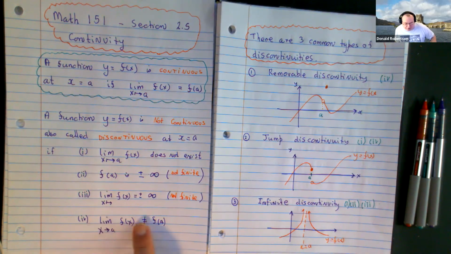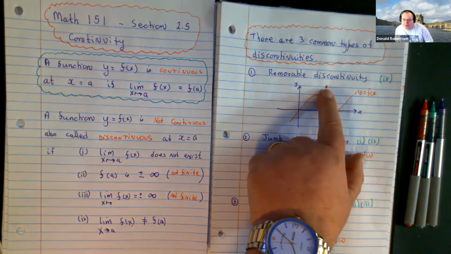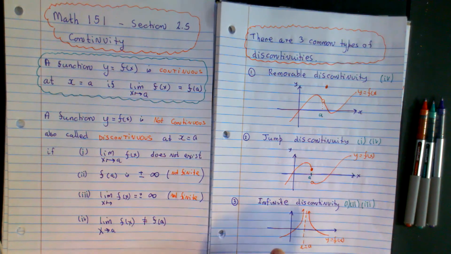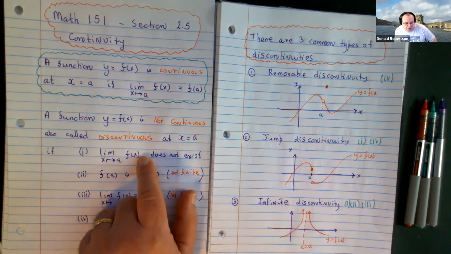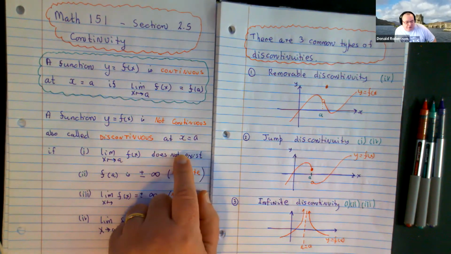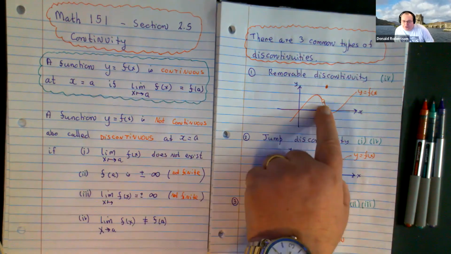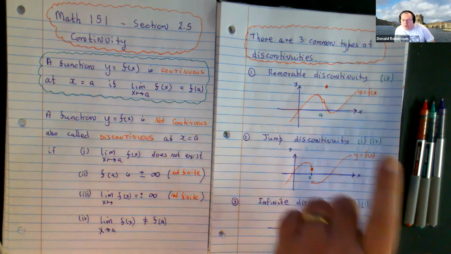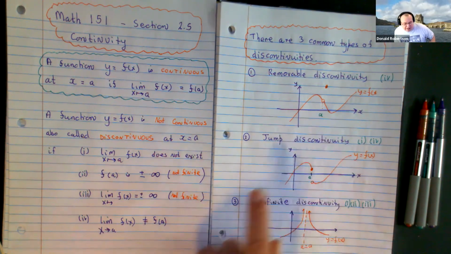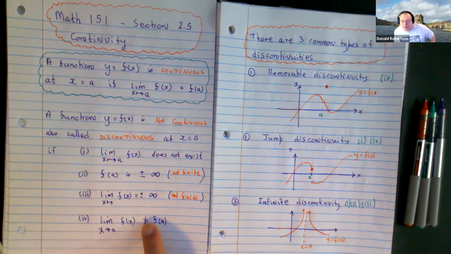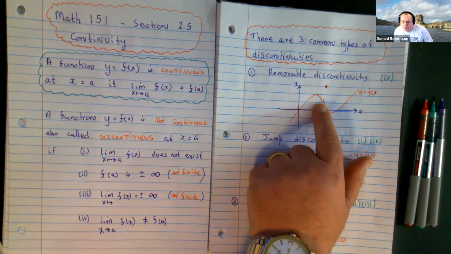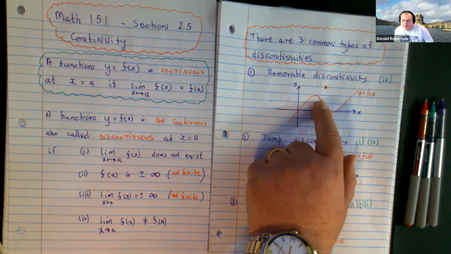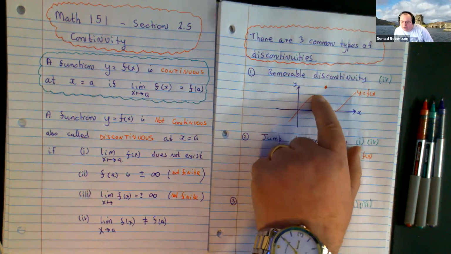The overall limit exists, but it's not equal to f of a, either because f of a is up there or because f of a does not exist. Now you might say, does it fail under number 1? Well, the overall limit of this function does exist. The overall limit is whatever the height of that hole is. It fails because the overall limit is not equal to the value of the function. So we call these removable. I think they get that name because if I pick this little dot up and put it there, you'd be able to remove the discontinuity. It would end up being nice and smooth.